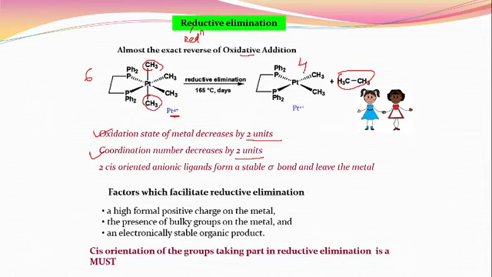That means this is also decreased by 2 units. Next, the 2 cis-oriented anionic ligands form a stable sigma bond and leave the metal. Always the cis ligands are going to break and form a sigma bond. You can see here this leaving group, the 2 methyl groups in cis position, which are going to break, and there is a formation of the sigma bond, and after the formation of the molecule they leave the metal.